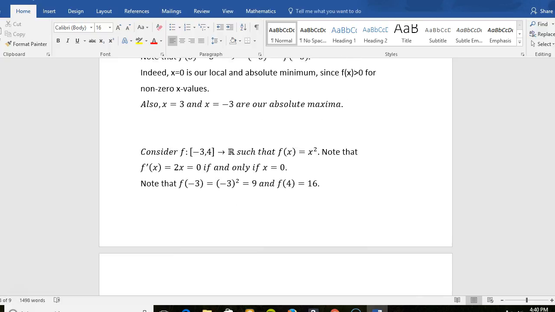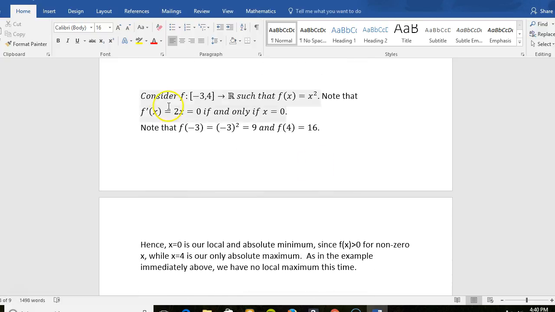And if we do the function from -3 to 4 into R such that f of x equals x squared, the only thing different about this that's a little strange is I'm going to 4. Now what's going to happen is f of 4 gives me 16, f of -3 is 9. 16 is going to overpower 9, so my absolute maximum, singular, is 9.